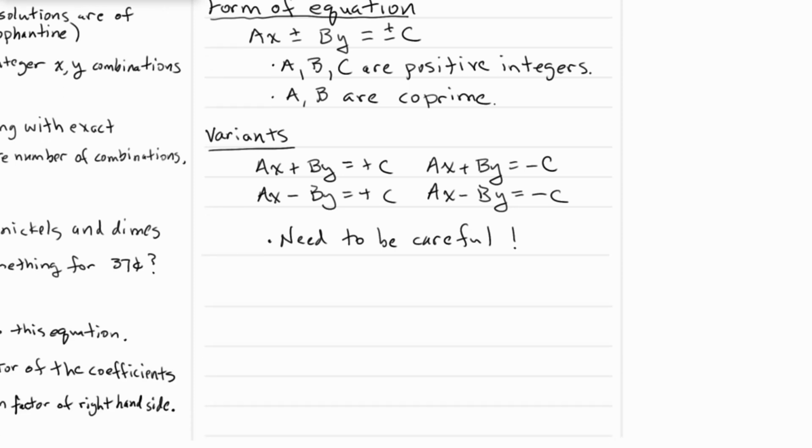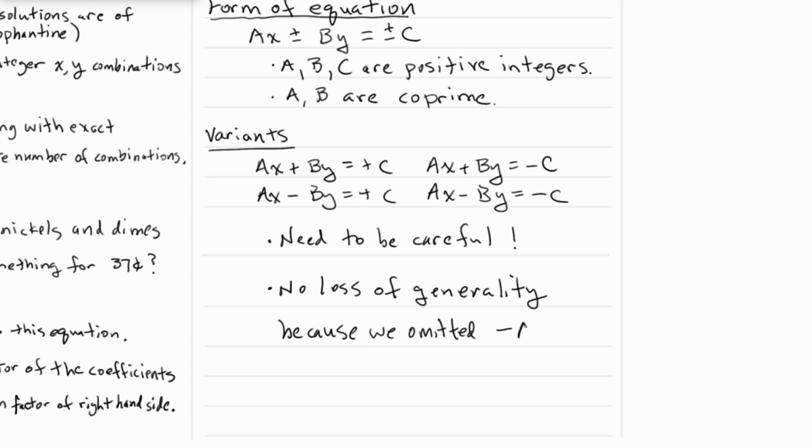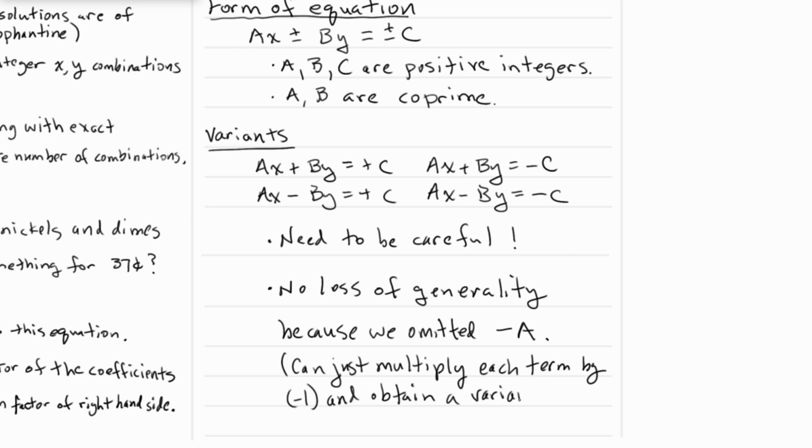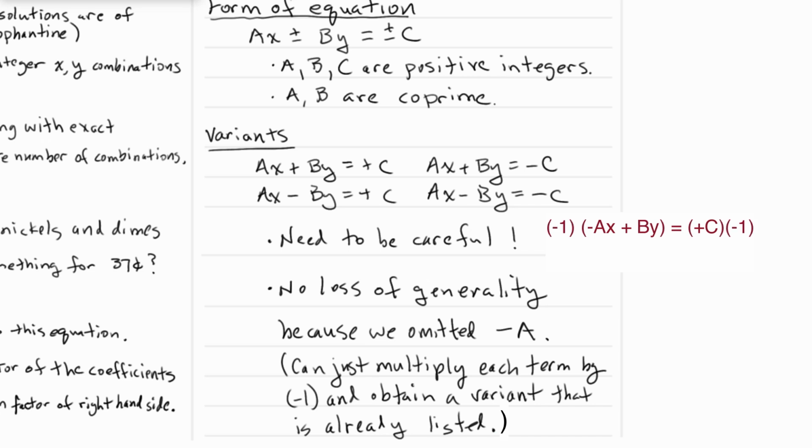Some good news, these 4 variants are all we need. If you're wondering about variants involving minus a, don't worry, we didn't sacrifice any generality by omitting them. If you find yourself with an equation that has minus a, you can multiply all the terms by negative 1 and end up with one of the variants we already listed. As an example, if you have minus ax plus by equals positive c, you can multiply through by negative 1, which changes it to ax minus by equals negative c, a variant that we already have.